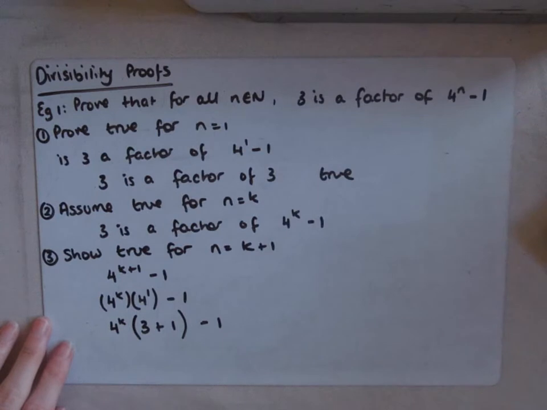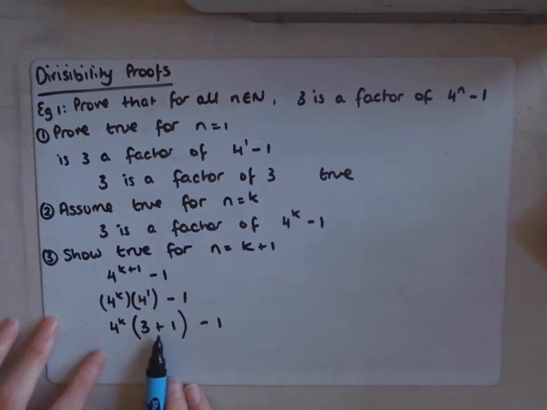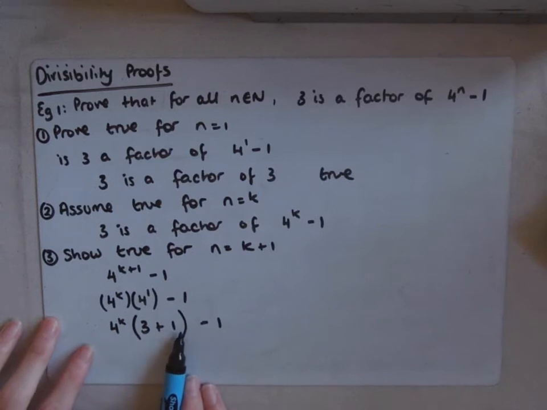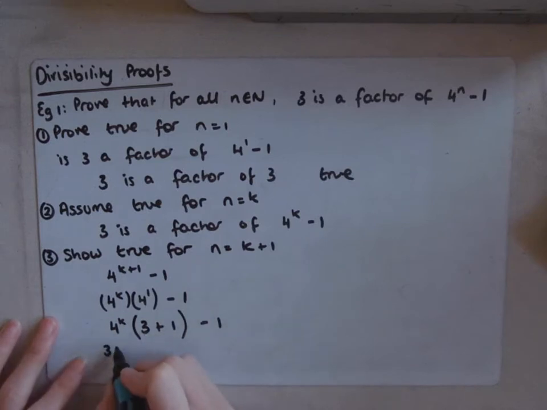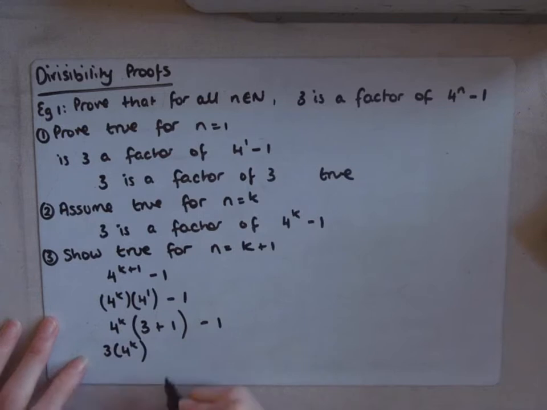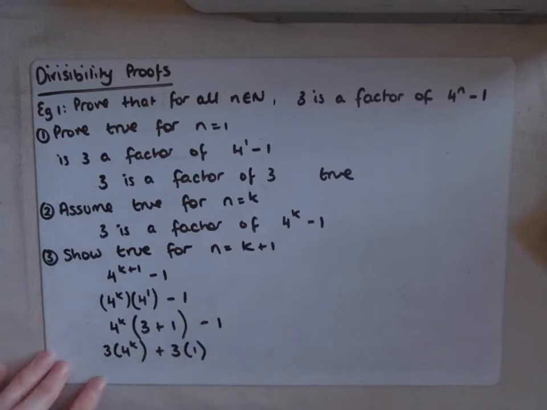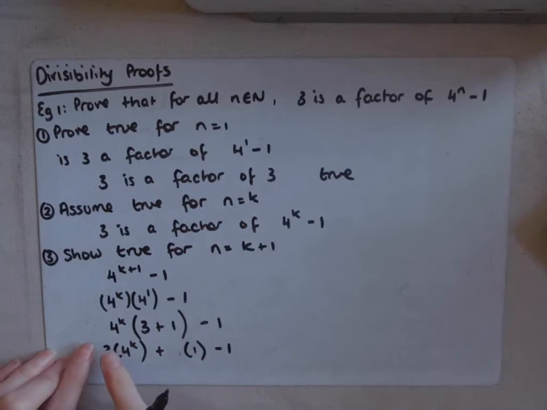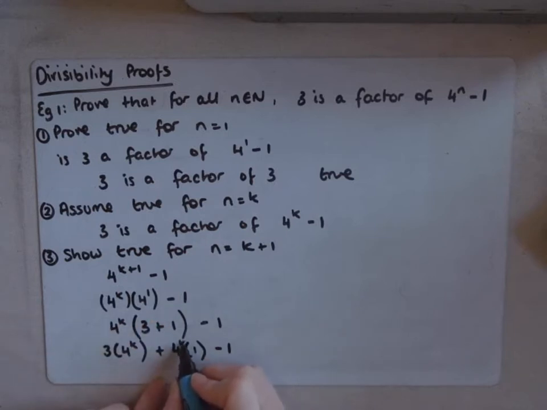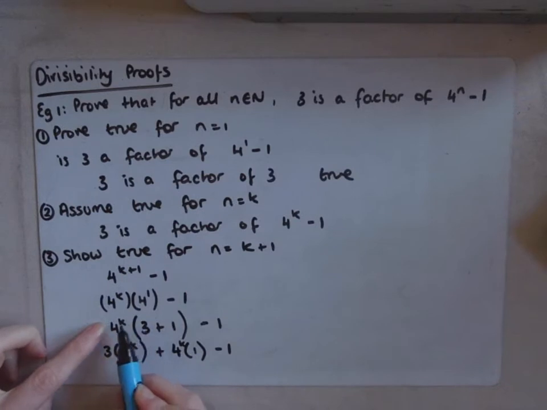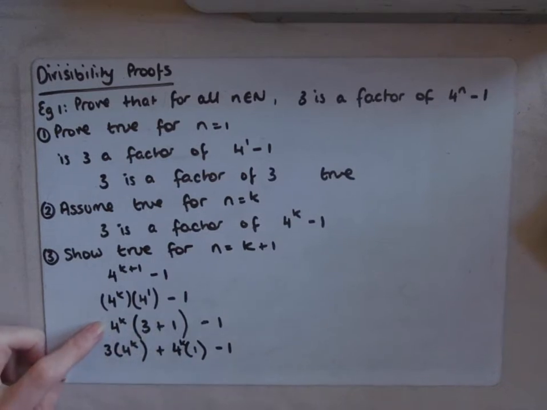Now you're going to multiply that 4 to the power k, distributing it into the bracket. So you're going to get 3 by 4 to the power k, and you're going to get 4 to the power k by 1, minus 1. Sorry, that 4 to the power k goes there, and 4 to the power k goes there.